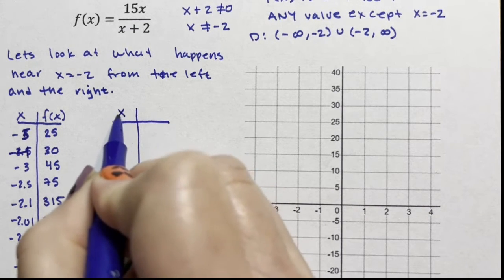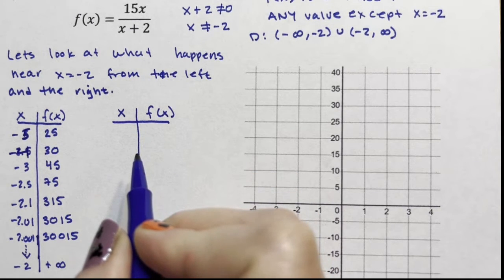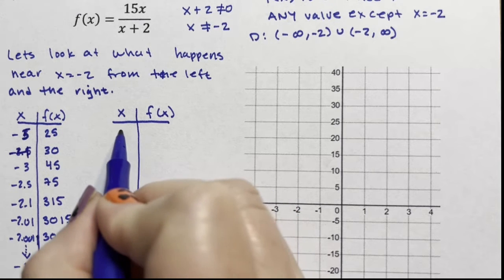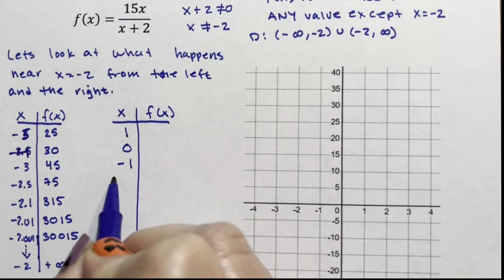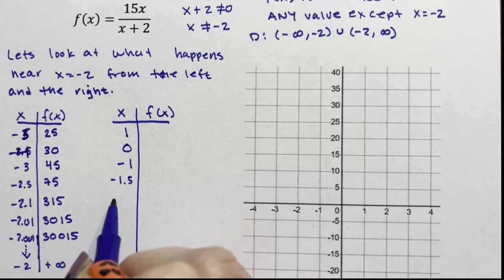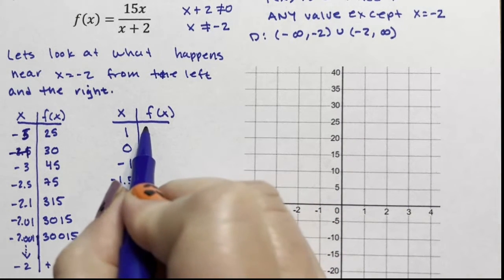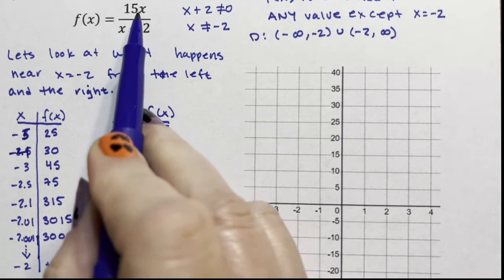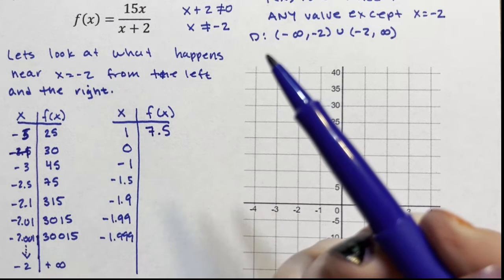Let's look at x and f of x. We will start at 1, then go to 0, then we'll go to negative 1, then negative 1.5, then negative 1.9, then negative 1.99, and negative 1.999, and we'll see if we want to go further than that. If we start at 1, we are at 7.5. So we put 1 into here, we have 15 over 3.